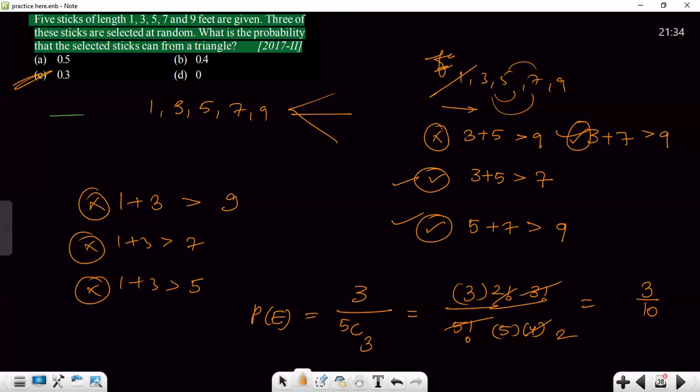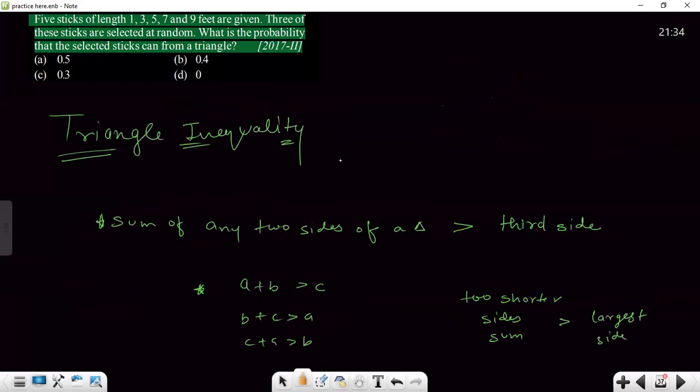Clear? Or should I explain it again? Yes, sir. So we have to select 3 such sticks whose two shorter sticks' sum should be greater than the longest stick. This is the triangle inequality.